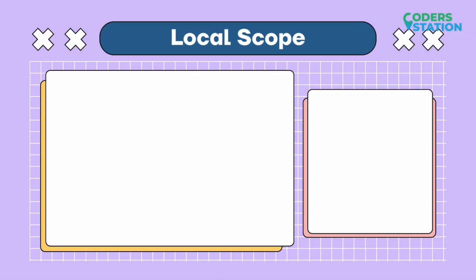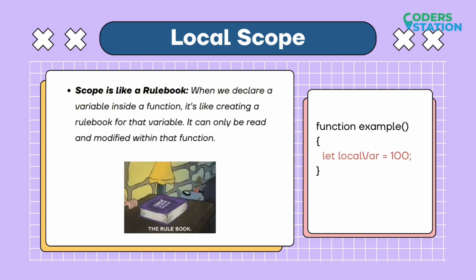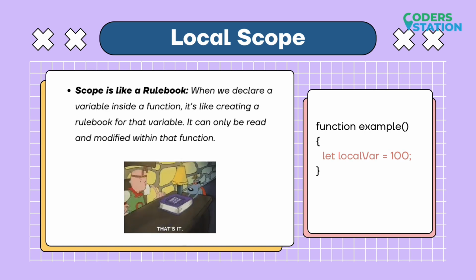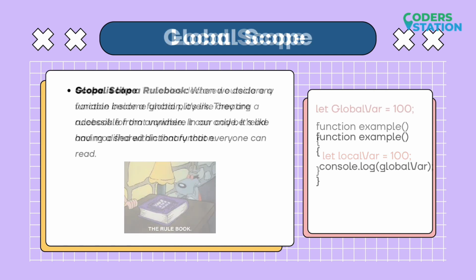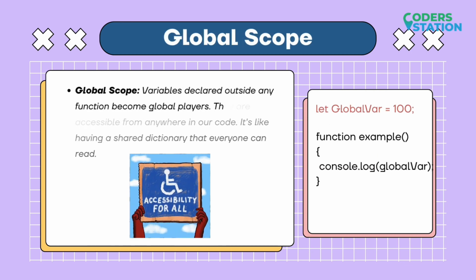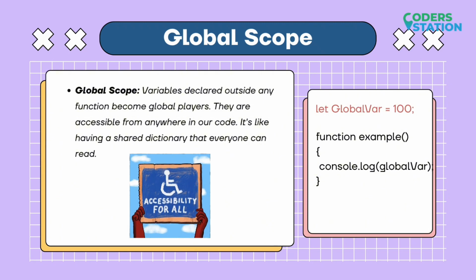Now let's wrap up today's lessons by honing in on the concept of scope. Scope is like a rule book. When we declare a variable inside a function, it's like creating a rule book for that variable. It can only be read and modified within that function. Global scope: variables declared outside any function become global players. They are accessible from anywhere in your code. It's like having a shared dictionary that everyone can read.